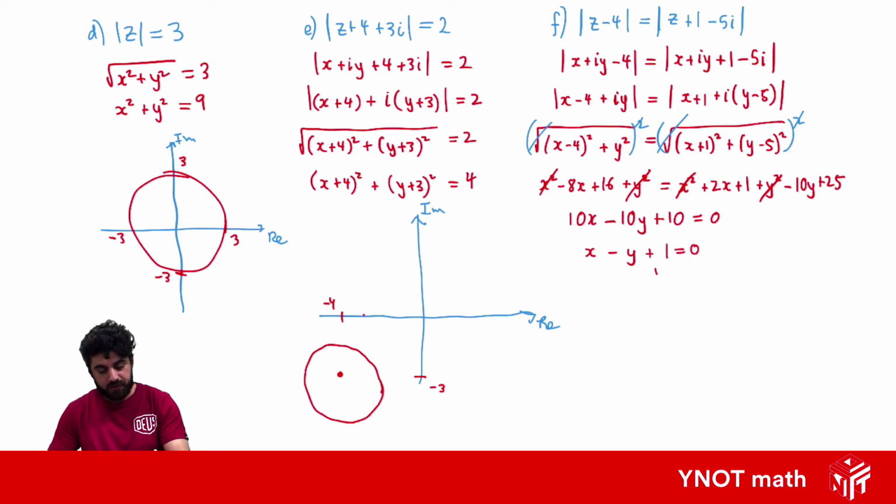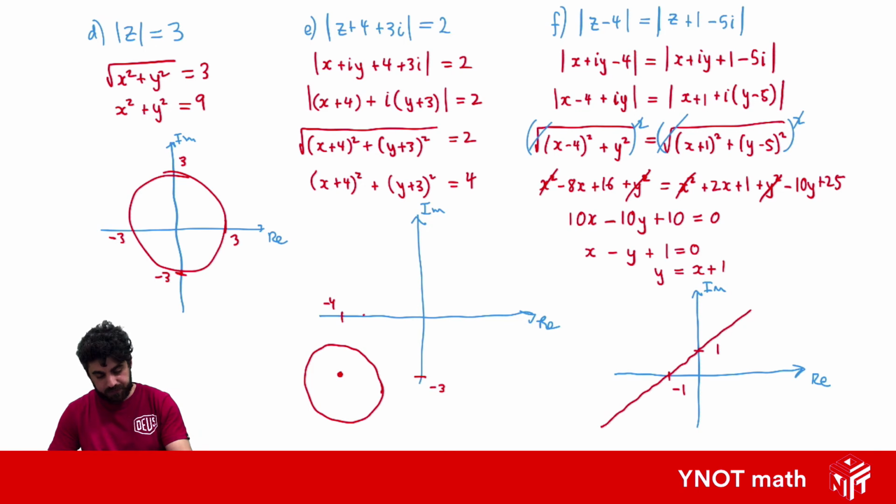Add y to the right hand side, and we get y equals x plus 1, which we know is just a straight line. So sketching this out, we know we're going to have a y-intercept of 1 and an x-intercept of -1, and we get this straight line here.